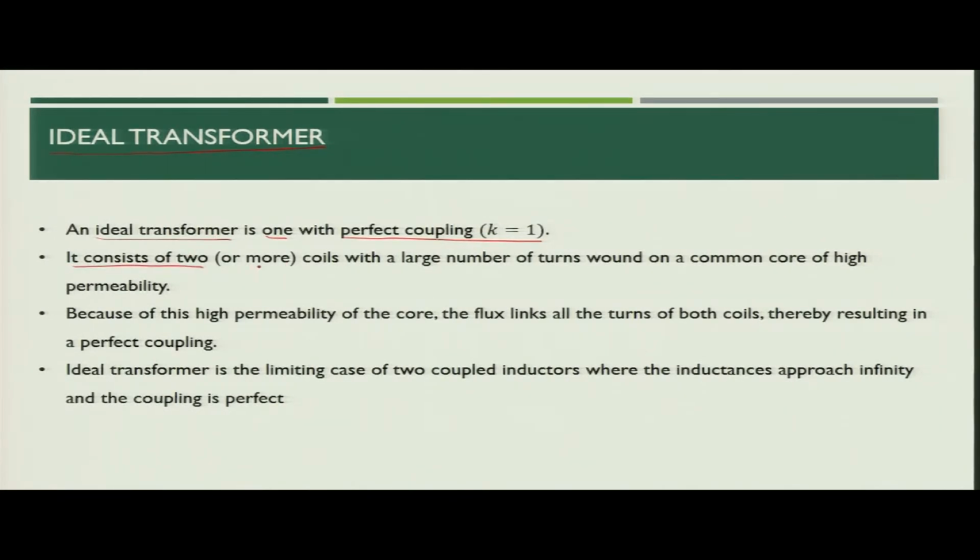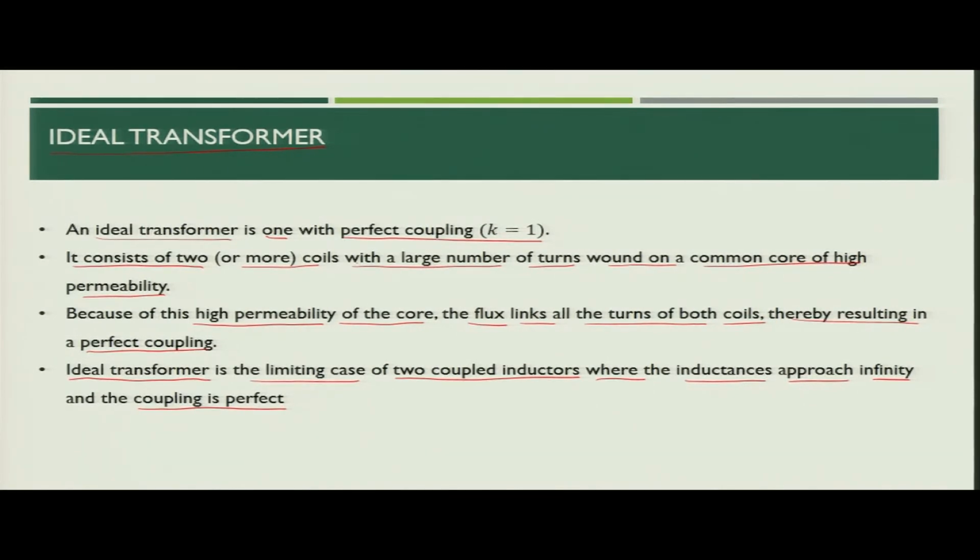So, it consists of 2 or more coils with a large number of turns wound on a common core of high permeability. Since we have high permeability in the transformer core, the flux which will be generated links to all turns of both of the coils, thereby resulting in perfect coupling. So, what we can say that ideal transformer is the limiting case of two coupled inductors where the inductances approach infinity and the coupling is perfect.